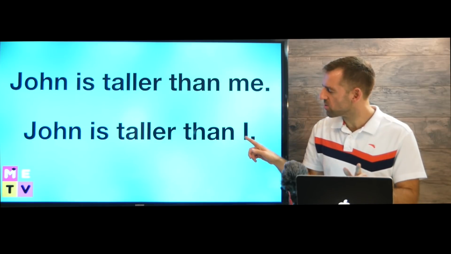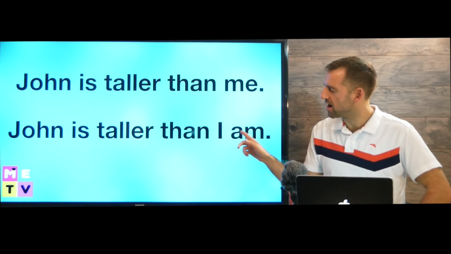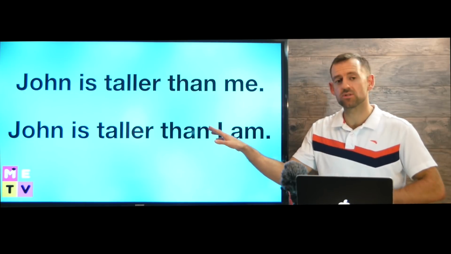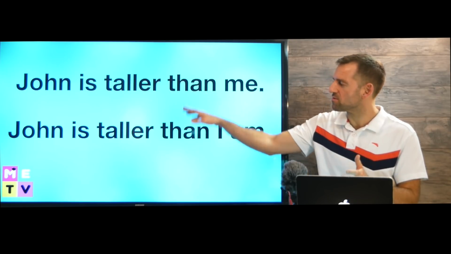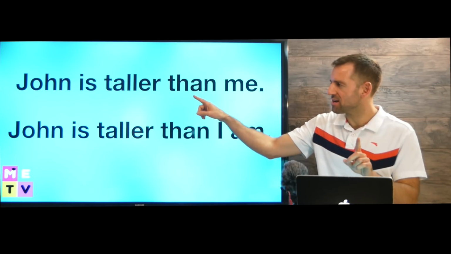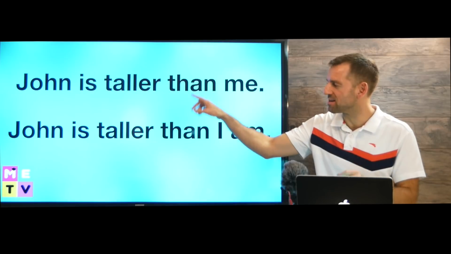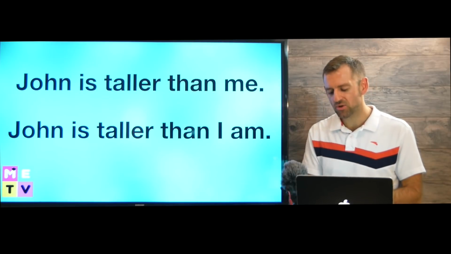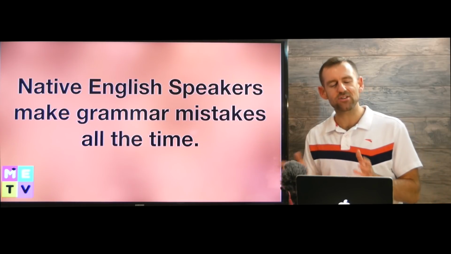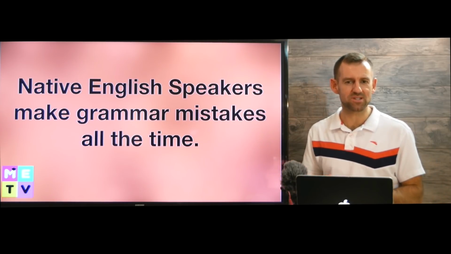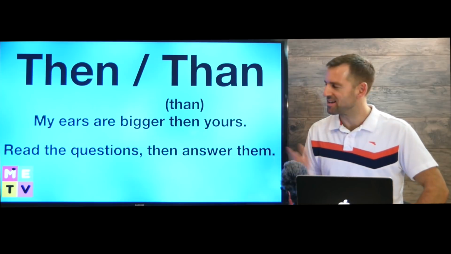Now, if we put the word "am" on the end of this sentence, "John is taller than I am," then it sounds natural. Okay, so it's correct and natural. So both of them sound natural. But I think this one is actually much more common than this one. Okay, so I gave you this example to show you that native English speakers make grammar mistakes all the time. And I want to give you a few examples in this lesson.